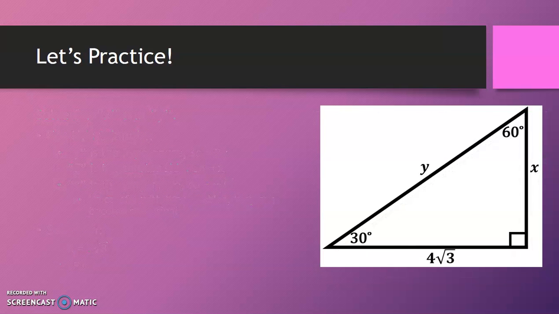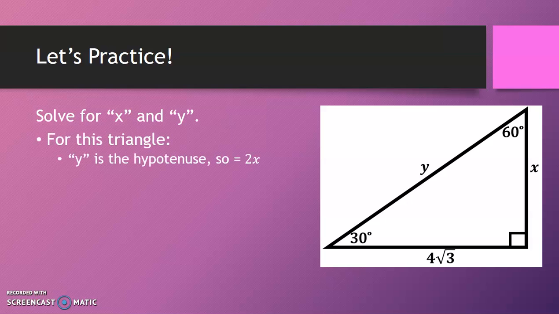For this one, across from the 30 degrees is my x, across from the 60 degrees is 4 radical 3, and across from the 90 degrees is y. So again, let's solve for x and y. For this triangle, y is that hypotenuse, so that's going to be the 2x portion. X is the shorter side, so that's going to be equal to x.